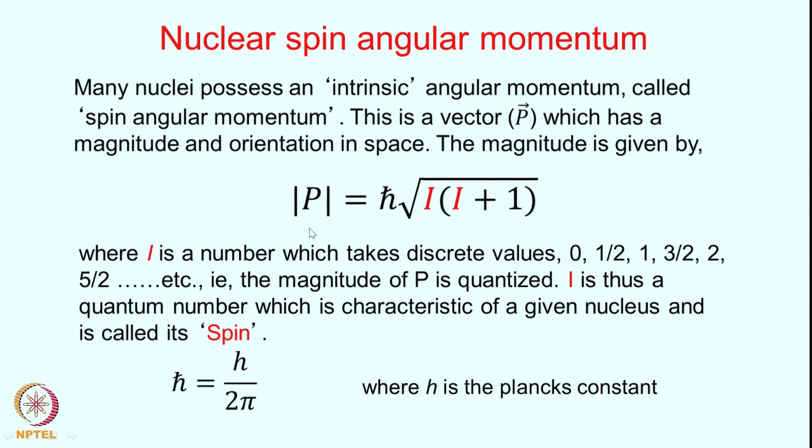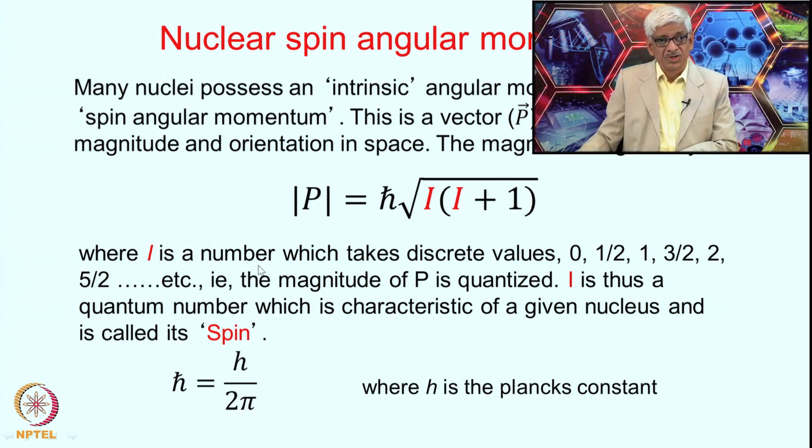The magnitude is given by this formula: P is equal to h cross under root I into I plus 1, where I is a number which takes discrete values 0, half, 1, 3 by 2, 2, 5 by 2, etc. This comes as a result of nuclear theory, structure of the nuclei, and so forth. We are not going to go into those details. We take it that this I value takes discrete numbers 0, half, 1, 3 by 2, 2, 5 by 2, etc. So therefore, it implies that the magnitude of P is quantized, it is not continuous. It can only have certain values depending upon the value of I.